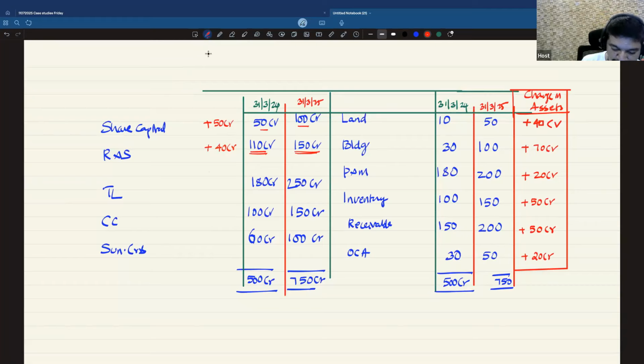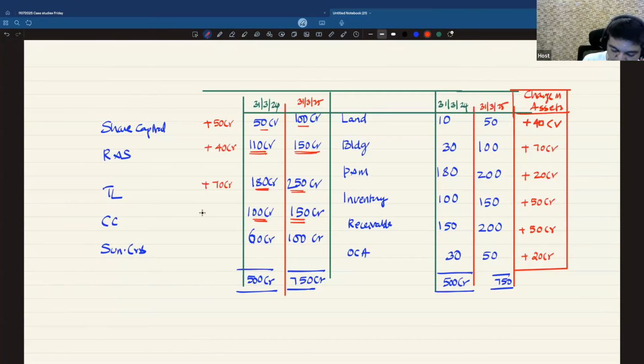Okay. Then look at the term loan. Previous year term loan position is 180 crore. Current year it is 250. So term loan of 70 crore got added during the year. Look at the cash credit. Previous year it was 100 crore. Current year it is 150 crore. What is the increase in cash credit? It is around 50 crore.